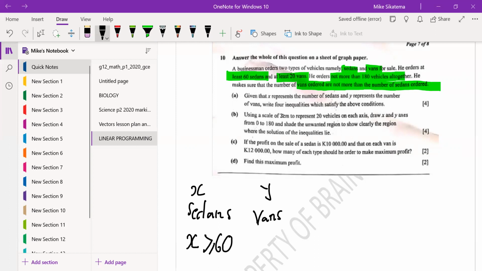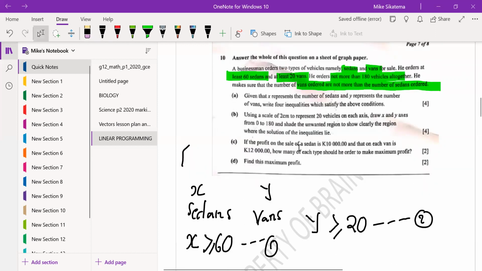So this is the first inequality. You can get 1 mark, very easy. This is how you pass an exam. The second one says at least 20 vans. Meaning Y is either greater than 20 or the exact same number. So at least 20 vans. This will be the second inequality that you need.